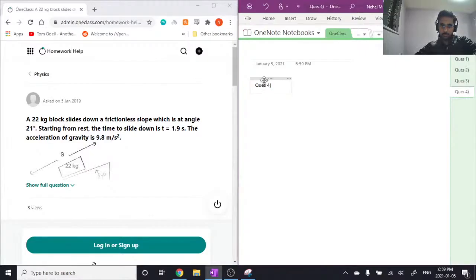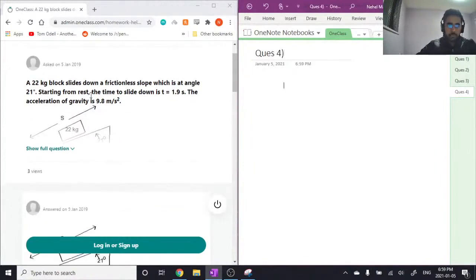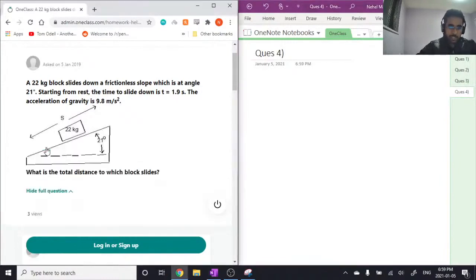Question number 4. Okay, so this is based on an inclined plane. A 22 kg block slides down a frictionless slope which is at an angle of 20 degrees, starting from rest. The time to slide down is t equal to 1.9 seconds. The acceleration of gravity is 9.8. What is the total distance traveled to which the block slides?